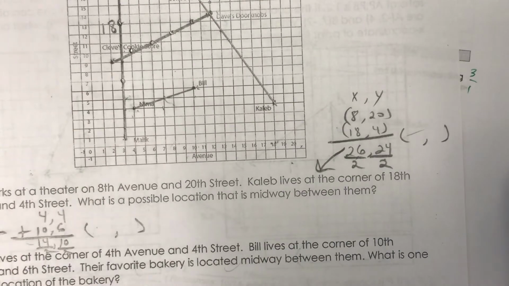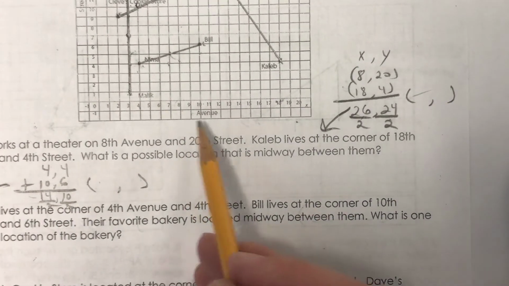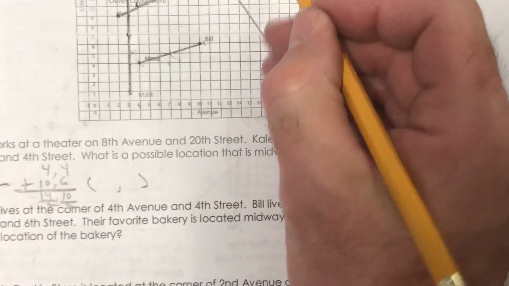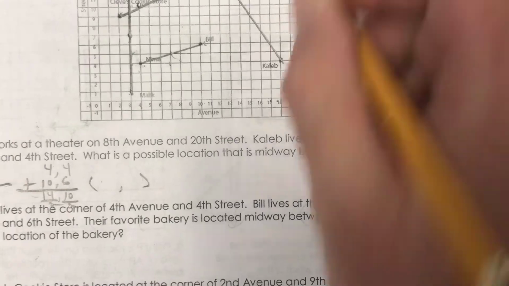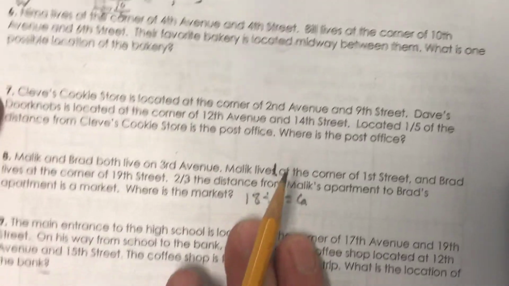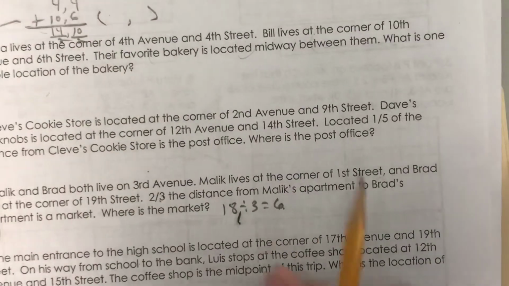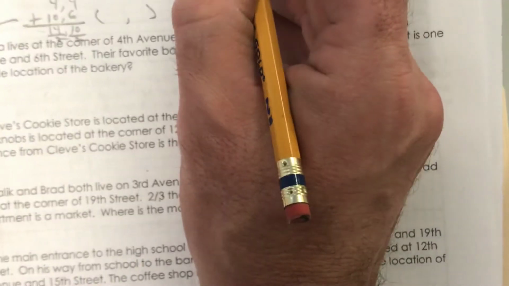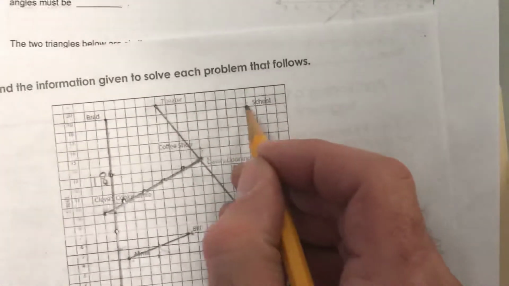Okay. And then last, number 9. Main entrance to the high school is located at the corner of 17th and 19th. 17th and 19th, that's the school. On his way from school to the bank, Louis stops at the coffee shop located at 12th Avenue and 15th. So 12th and 15th is going to be right there. So there's the coffee shop to the school. Right here.